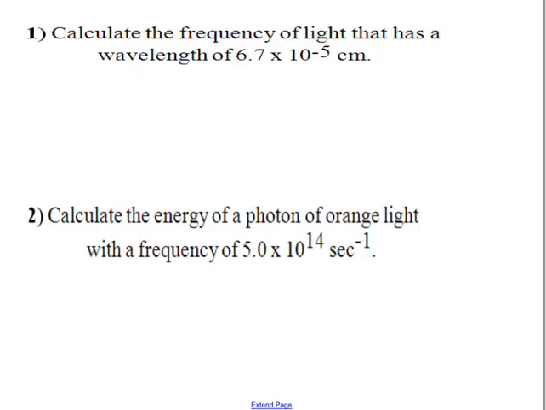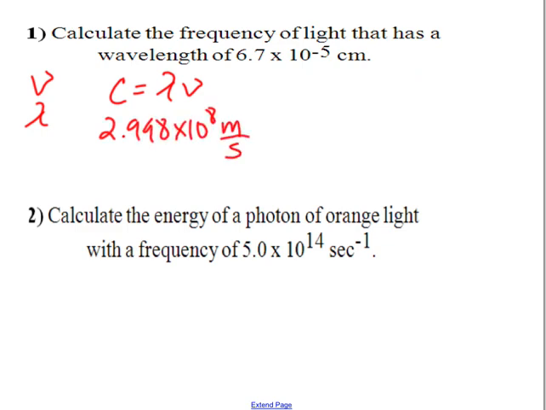Calculate the frequency of light that has a wavelength of 6.7 times 10 to the negative 5th centimeters. So we are looking for frequency and we have wavelength. What equation are we going to use? c equals lambda nu, or c is equal to wavelength times frequency. Okay? So we're going to put in our c. It's 2.998 times 10 to the 8.